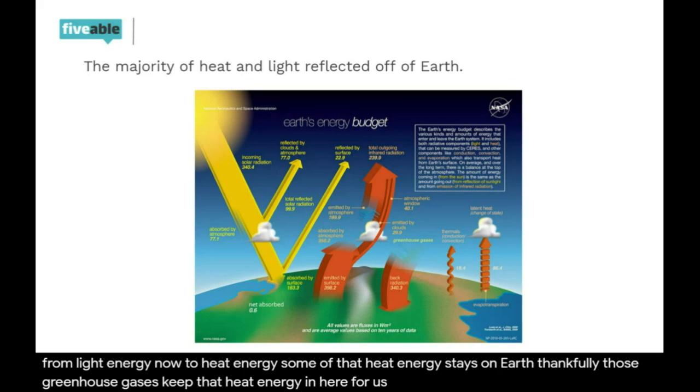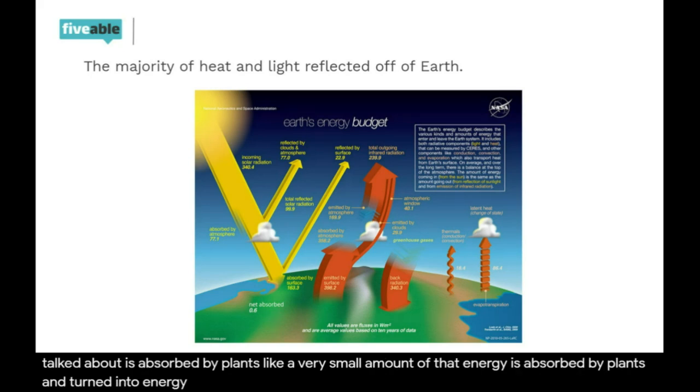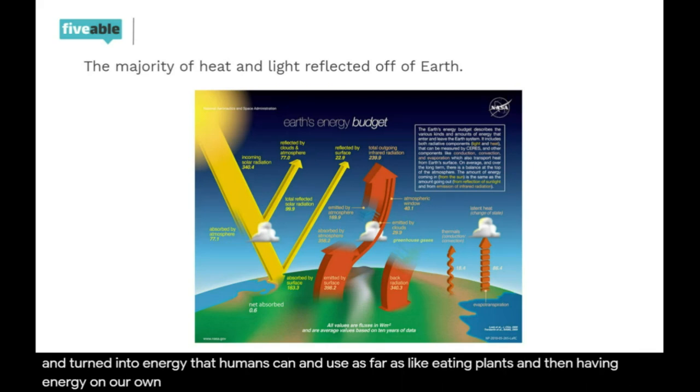And some of that energy, remember we talked about, is absorbed by plants. A very small amount of that energy is absorbed by plants and turned into energy that humans can use, as far as eating plants and then having energy of our own. And then a lot of that energy is lost as heat back out into space as well.